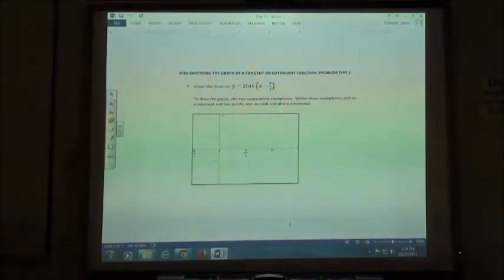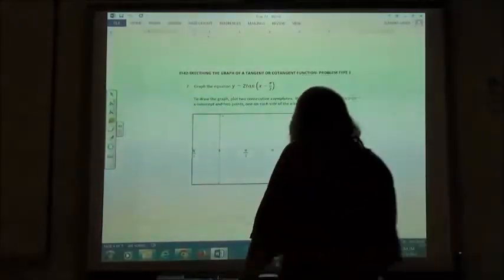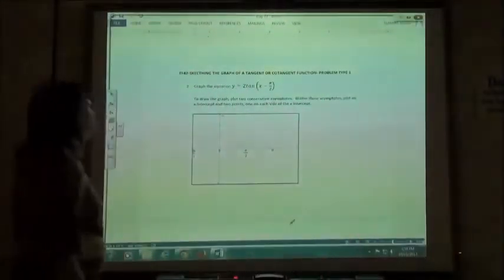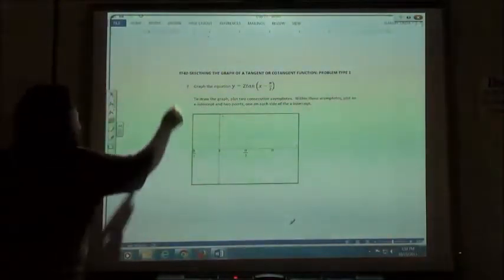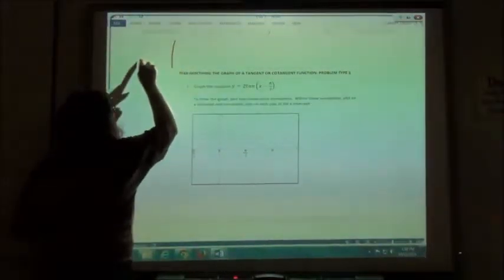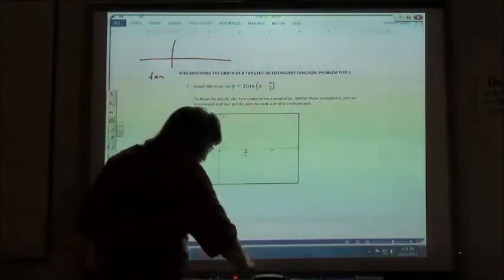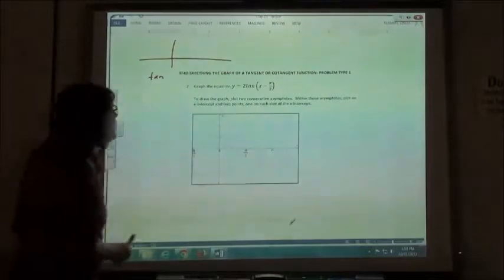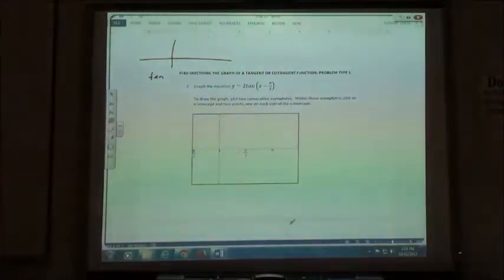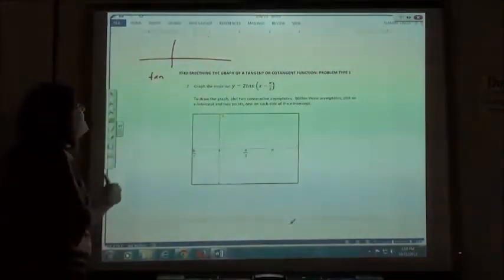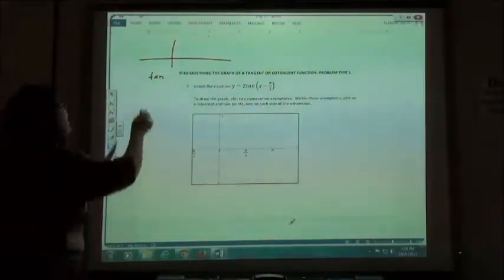All right, sketching the graph of a tangent or cotangent function. First of all, you might want to know what the graph of a tangent or a cotangent function looks like. If I have my tangent function, normal graph of a tangent function has a period of pi. Sine and cosine had a period of 2 pi. Tangent and cotangent will have a period of pi.